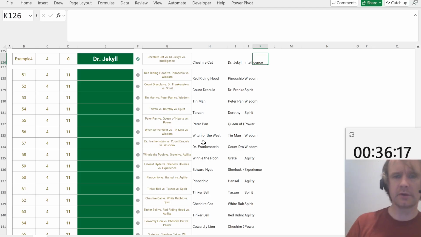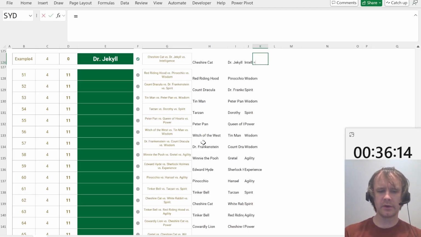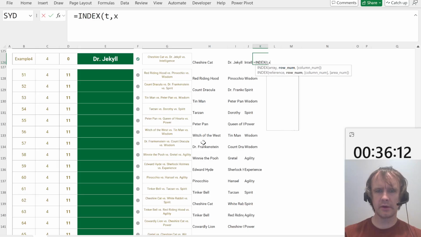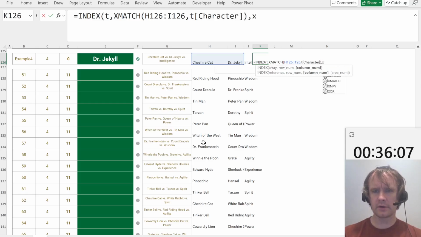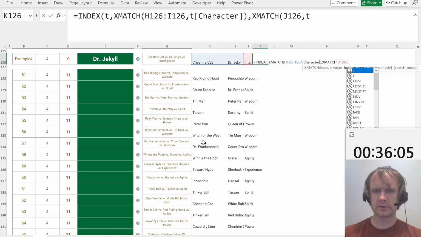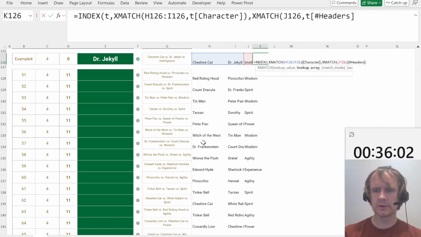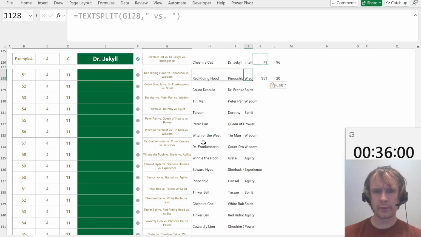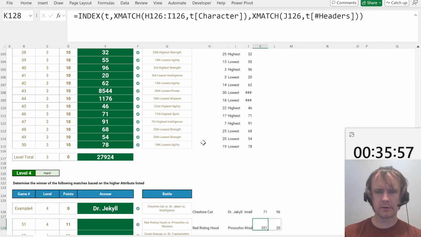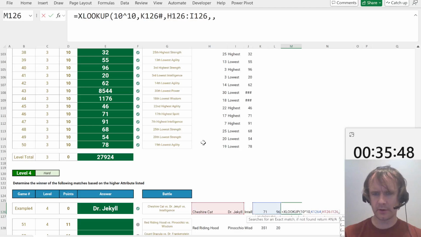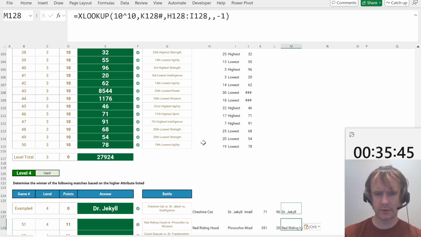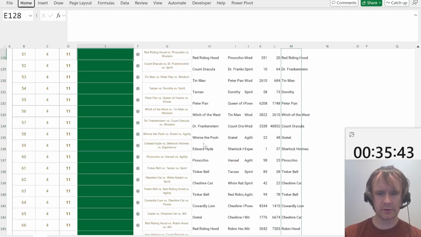Should have really set up a TLOOKUP situation here, but never mind. So we're going to say INDEX T by XMATCH these against T character, and XMATCH this against T headers. And it's going to be the higher one wins. So we're going to say XLOOKUP 10 to the 10 in here, returning from here, exact match or next smaller item. That matches the example, so we're probably good.